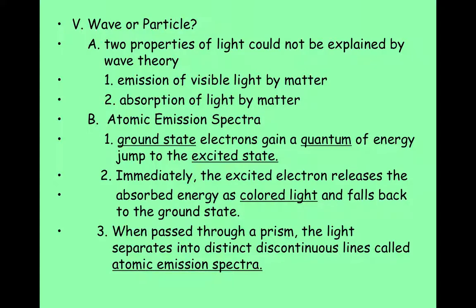So when they gain that quantum of energy, the smallest amount of energy possible, the electrons will jump up in the atom to an excited state. Immediately, the excited electron releases the absorbed energy as colored light, and it falls back to the ground state. When passed through a prism, the light is going to separate into distinct, discontinuous lines called the atomic emission spectra. So that's how we get these different colors.